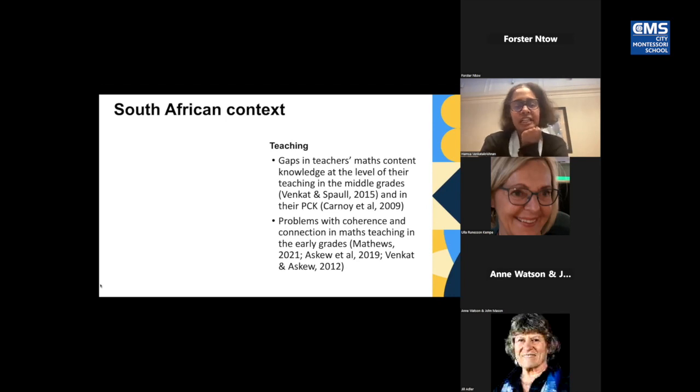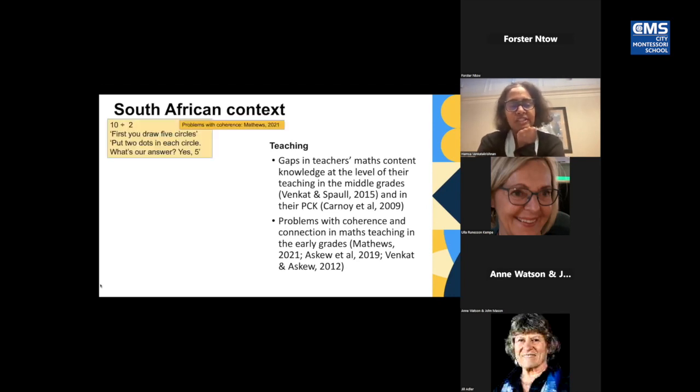So here's a little example that comes from a colleague's work. Corin Matthews did his PhD, and he was looking at division teaching in grades 3 and 4. And he saw some examples that looked like this. A teacher would put up a task like 10 divided by 2 on the board, and then say, I'm going to show you how to do this. And she would begin by saying to the class, children, the first thing you've got to do is draw 5 big circles. And then she would say, well, we put 2 dots in each circle. What's our answer? Yes, it's 5. And sometimes there'd be a check: once you put the 2 dots in the circles, yeah, it's 2, 4, 6, 8, 10. Yes, so we've got the answer now to 10 divided by 2, and it's 5.